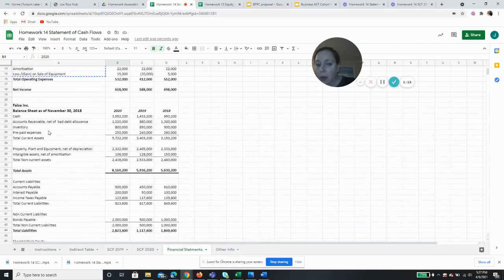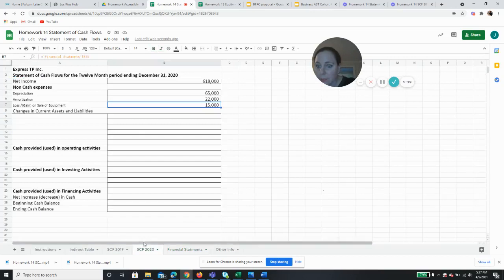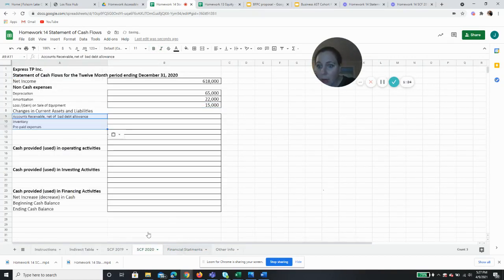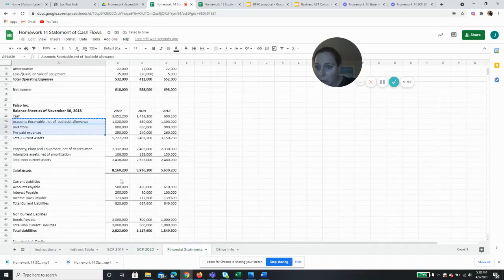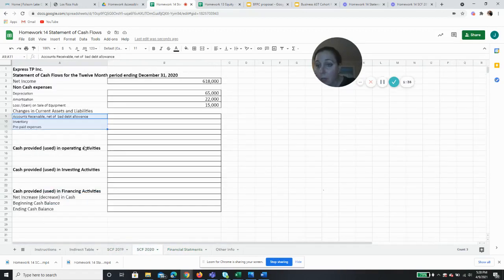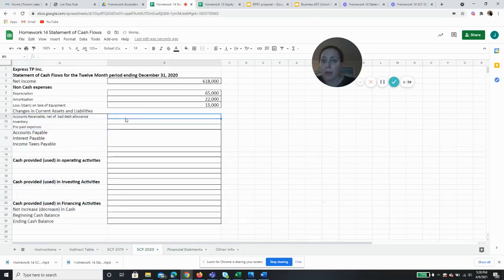So then we are going to bring over our current assets, not including cash, and our current liabilities. And they're the same ones we had for 2019, so that makes it easy. They could be different. Okay. All right. And then we are going to use the same formula as we did in the 2019.